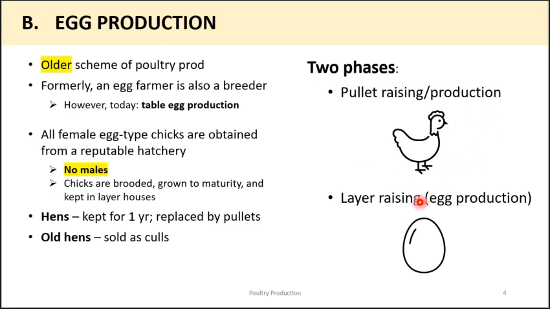Okay. On the other hand, layer raising is sometimes called egg production, no? What is the goal of layer raising? Of course, to produce table eggs. We raise layers to produce eggs for human consumption. Okay.